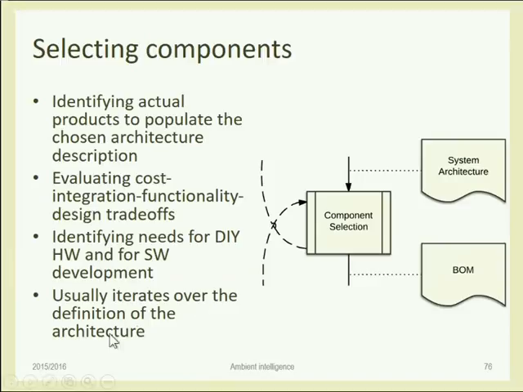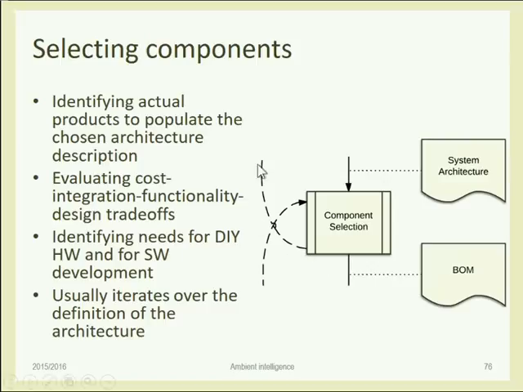Usually I iterate over the definition of the architecture. So actually when we are looking for actual components, maybe we discover that the kind of component that we really need here doesn't exist. And so we need to go back and change something at the architectural level because that function cannot be implemented in that way, because that kind of sensor doesn't exist or it only speaks a protocol different from the protocol that I decided before. So I need to iterate a bit, of course.